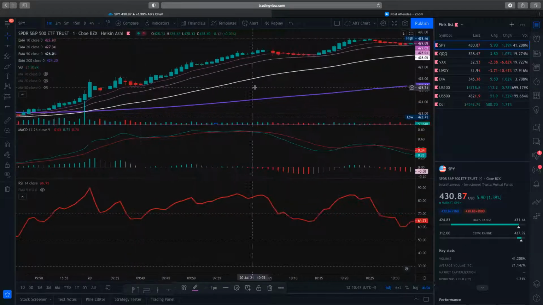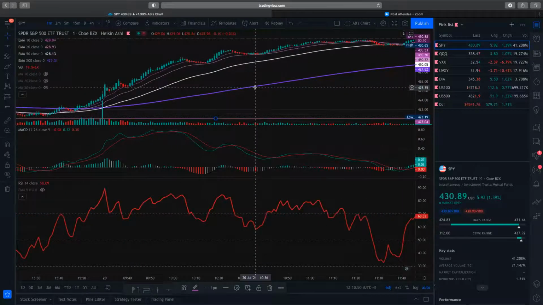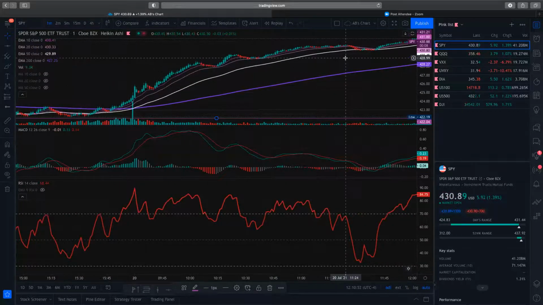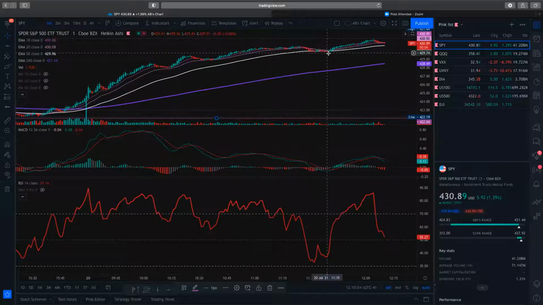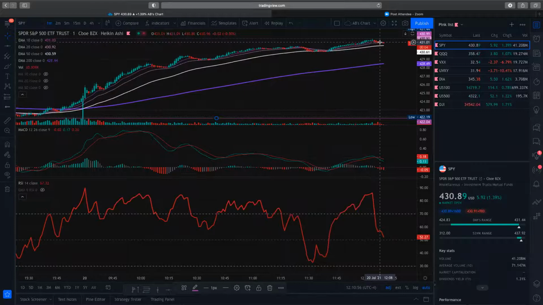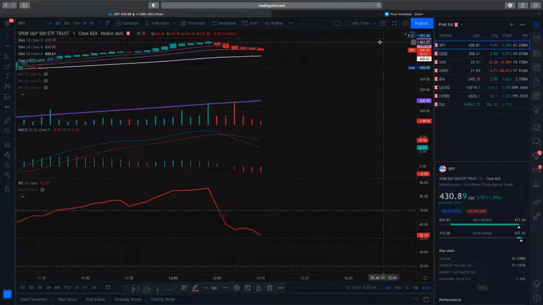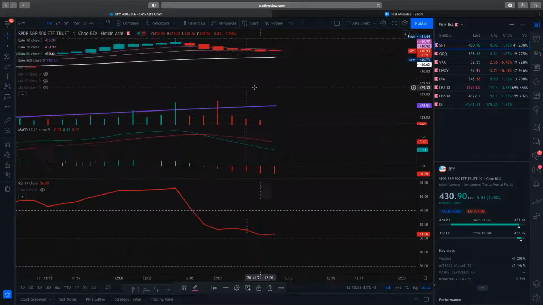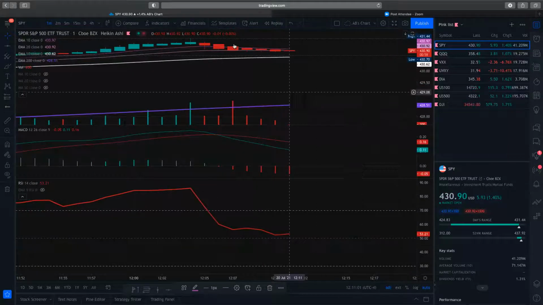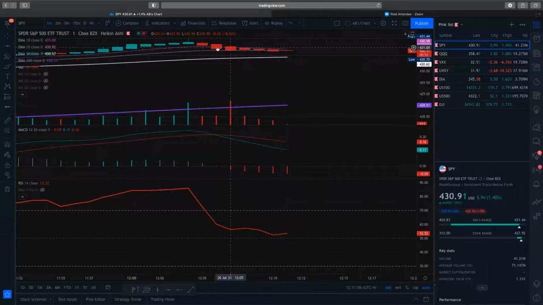I rode it up. I got out when it started testing the 50, just because I didn't really want to ride out a reversal on this thing. And it continued to run a little bit, but you can see here we do have some resistance. So now the bears are kind of stepping in. But again, you can see the buyers holding these candlesticks up. So I don't know if it's going to dip or if it's going to reverse. Looking at this, it's very likely to continue getting bought up, actually.